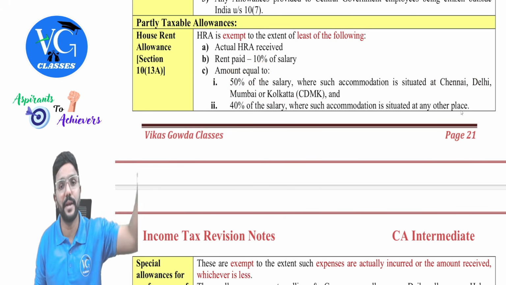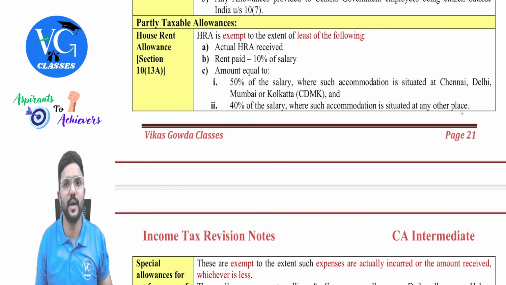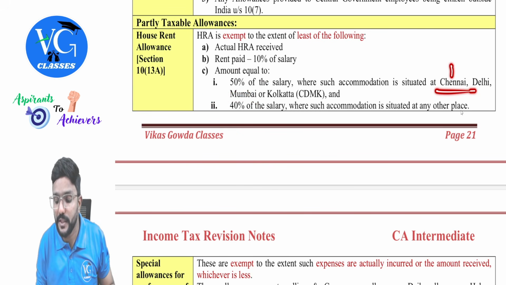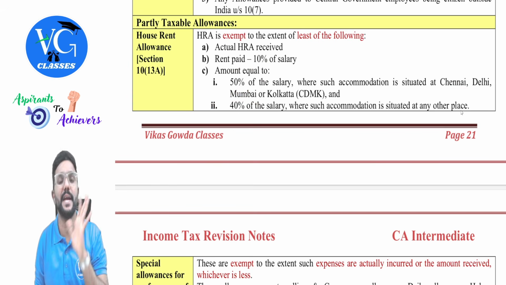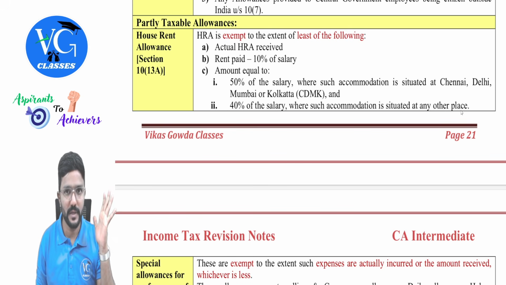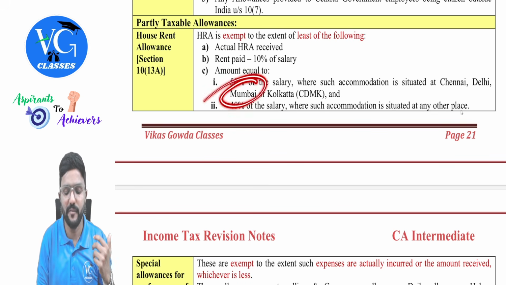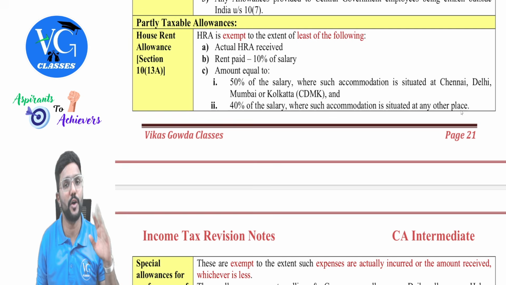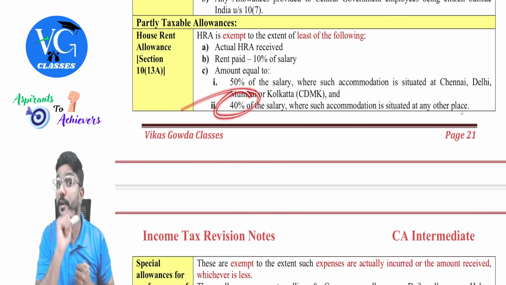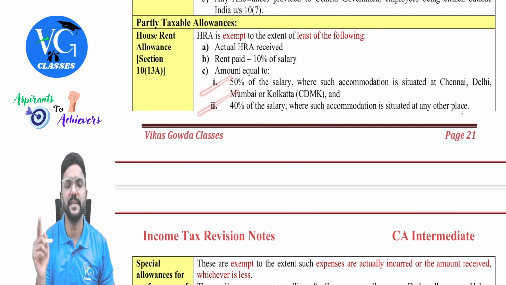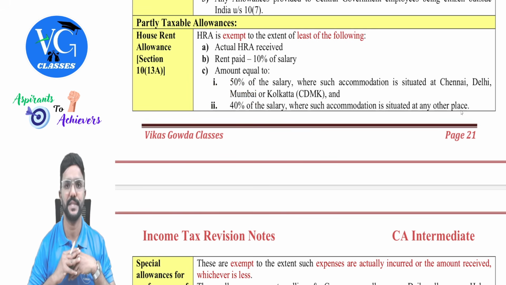Sir, what if it is in Madurai, Coimbatore, or any other place of Tamil Nadu? Then it would be 40%. Please be careful, they didn't mention Tamil Nadu here. They've just mentioned Chennai, Delhi, Mumbai, Kolkata. Clear? Even in Maharashtra, we might have different places. Even in West Bengal, we might have different places. If accommodation is provided there, we need to take 40% of salary, guys. Please be careful, and both of them will not come simultaneously, either 50% or 40%.